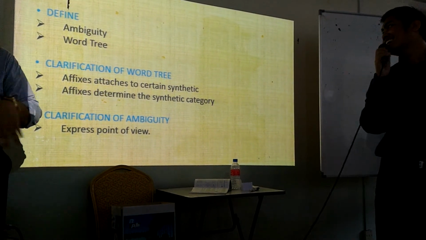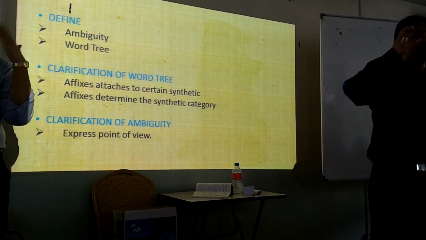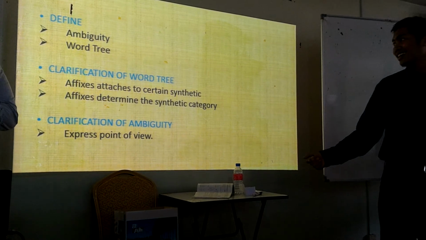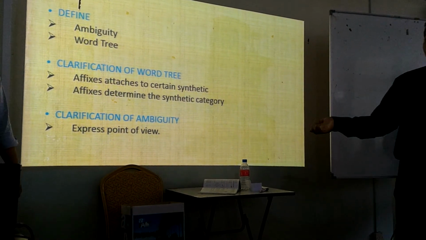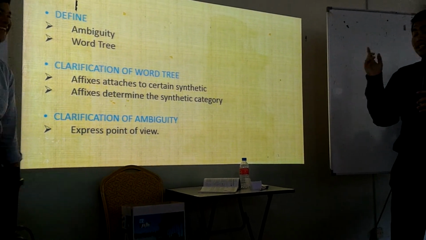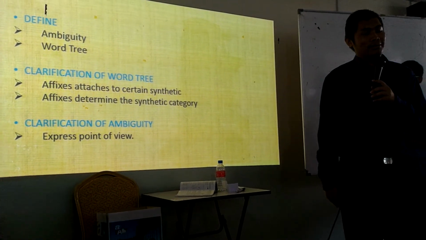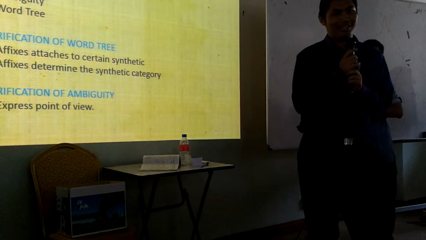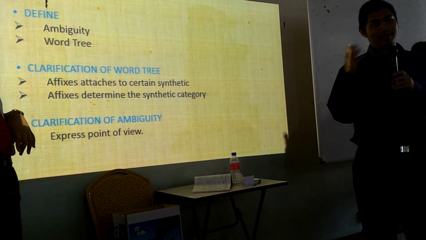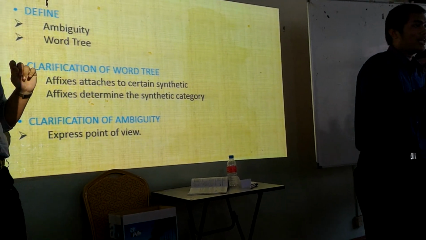And next is the clarification of word tree. Like my friend said before, it's something that you need to separate, you need to break apart in order to understand fully. Which I said before, it is about affixes that attach to certain syntactic categories, affixes that are determined by syntactic category. Sorry, my mistake. That is the clarification of the ambiguity. Like my friend said before, it's everyone's point of view, because everyone has their own point of view.